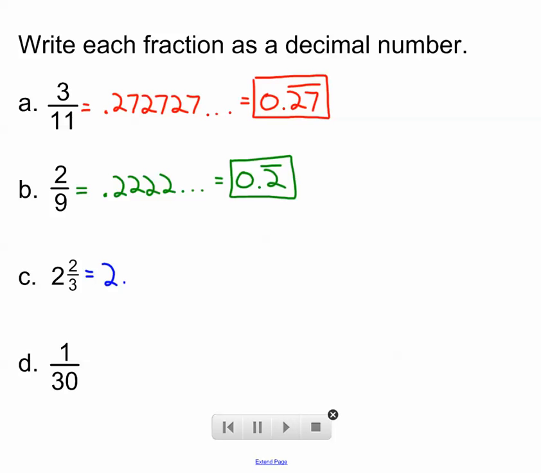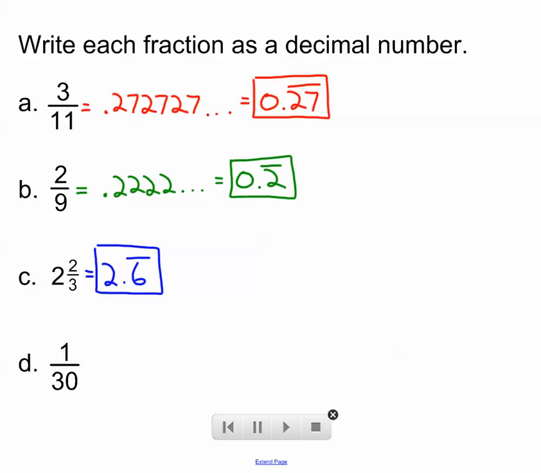2 2/3. Okay, well, first of all, the whole number is 2. We do not need to turn this into an improper fraction. It's a complete waste of your time. Just write the 2 down, and then 2 divided by 3 on your calculator is 0.6 repeating. So you'd see 2.666666, which is the same as 8 over 3. If you type 8 divided by 3 into your calculator, you get 2.666666.